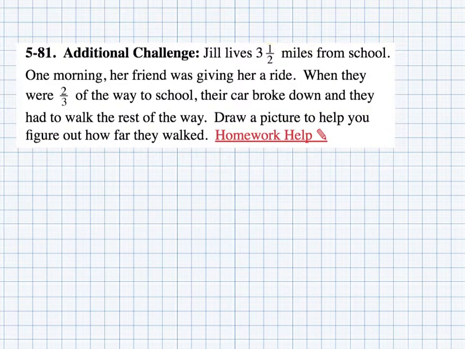So in this problem specifically, we're being asked to draw a picture of this situation. So let's take a look again at what the given information is. 3.5 is the distance between Jill's home and school. And then we know that they were at 2/3 of the way to school when the car broke down. So that's important information. That means they had to walk for the rest of the way. So we know that the whole distance is 3.5 miles.